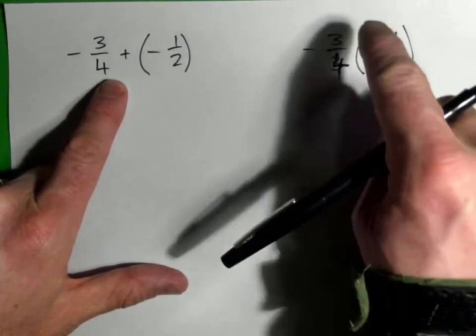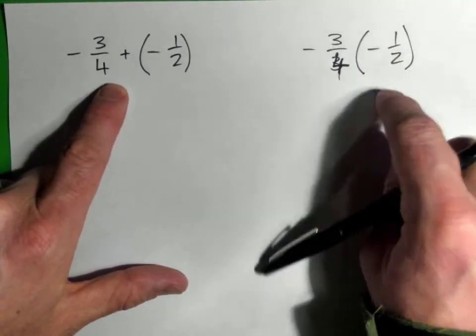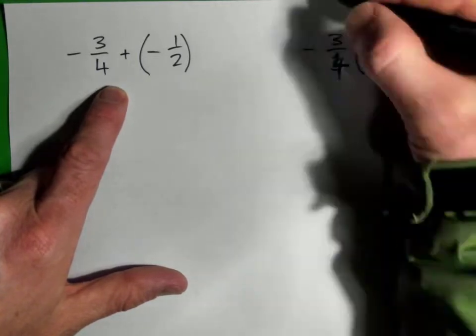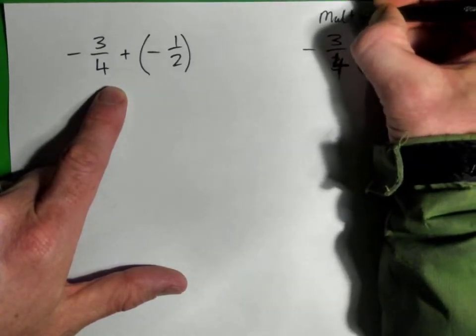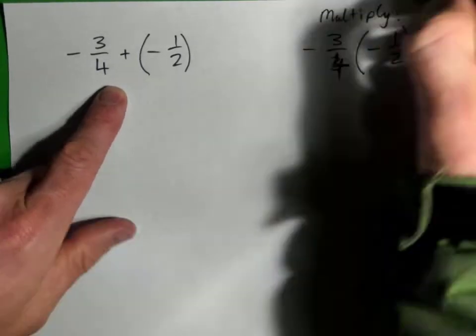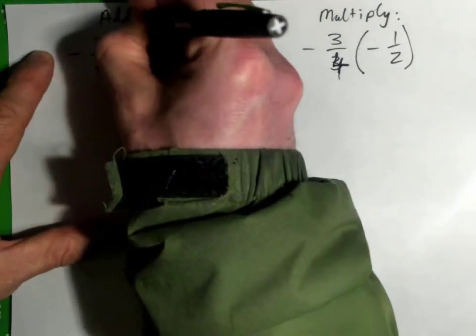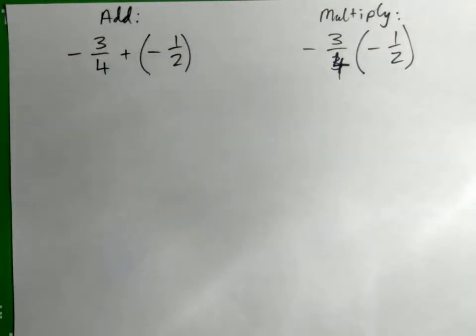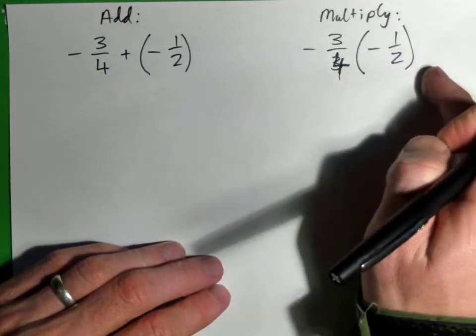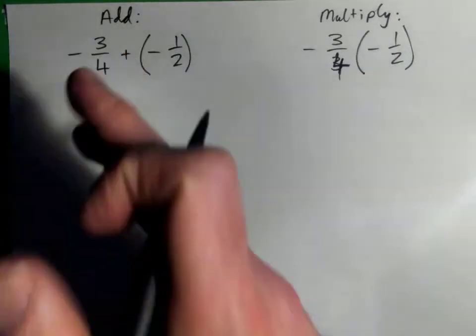Because now you've got a number just touching a parenthesis, so that means multiply, right? So this is multiply, just to make sure we're clear on this. This means multiply, this means add. So let's just make sure we're clear on that. And the difference between the two, totally different. Multiply is you multiply the tops, multiply the bottoms. Add is a different animal.